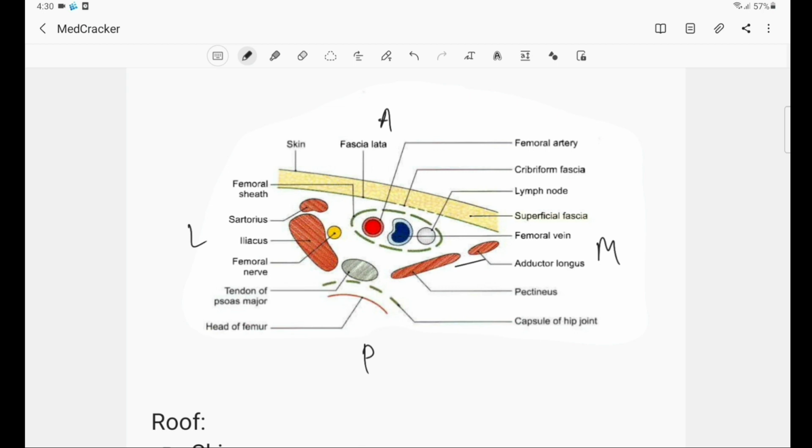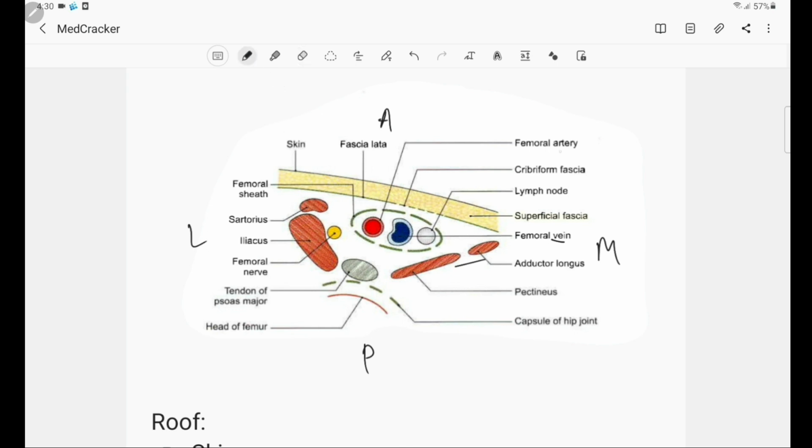The roof is formed, outermost, by skin, then superficial fascia and deep fascia, here also called cribriform fascia. The superficial fascia contains the saphenous vein, the femoral branch of the genitofemoral nerve, superficial branches of the femoral artery, superficial inguinal nodes, etc. In the deep fascia, the saphenous vein is opening, and the fascia in this opening is called cribriform fascia. And the contents are femoral vein, femoral artery, femoral nerve.